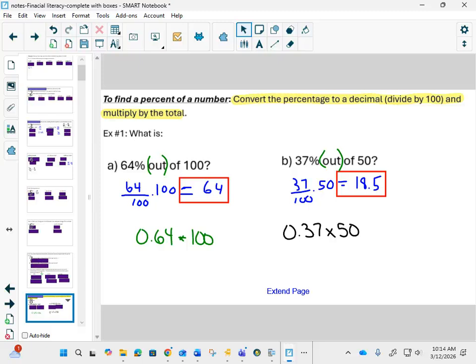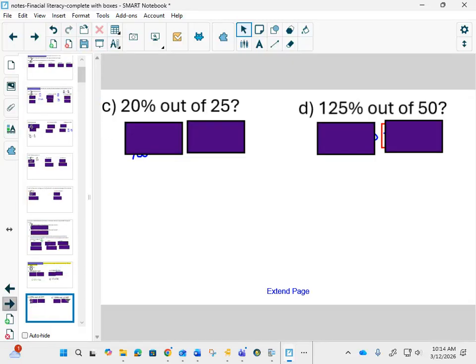Because it's asking every time, they convert the percentage to a decimal, divide by 100 and multiply. So let's look at this next one. 20% is 0.20. Out of 25, we multiply by 25, and you would get 5.